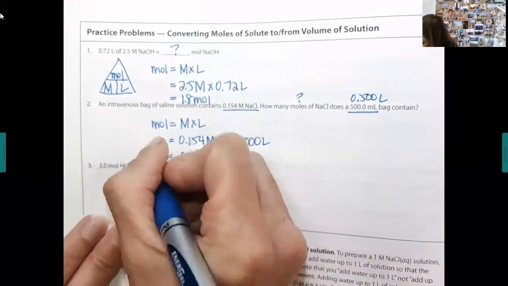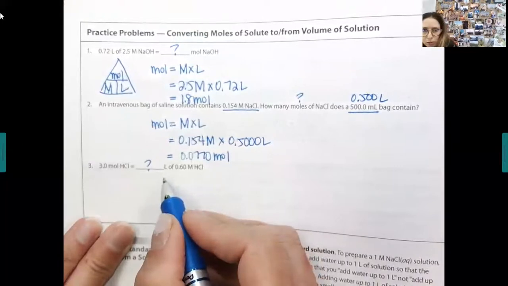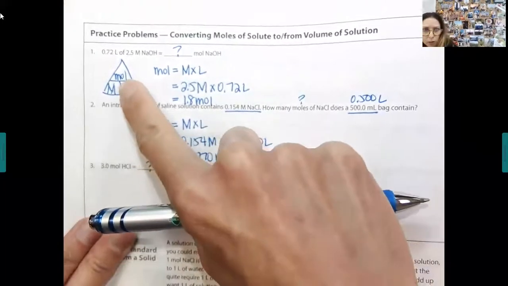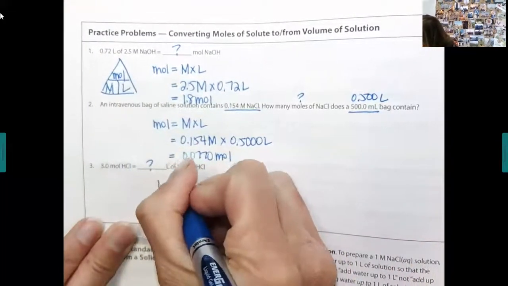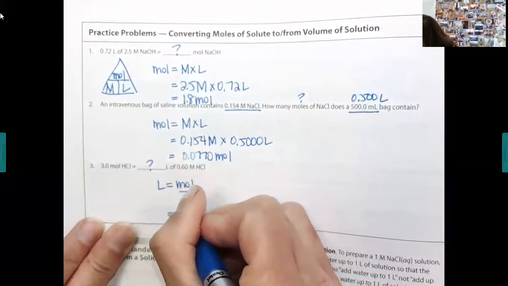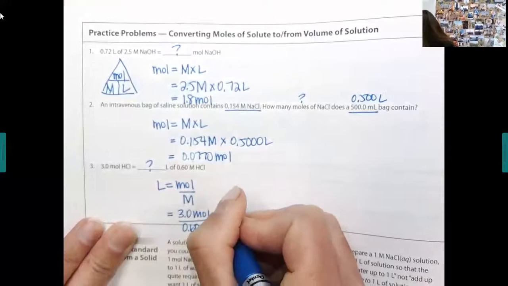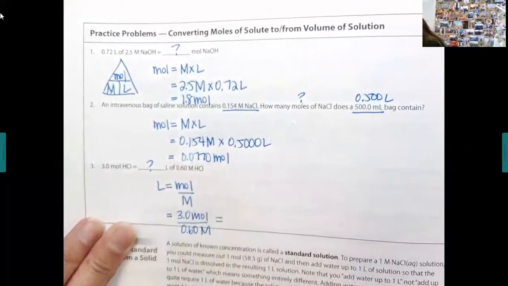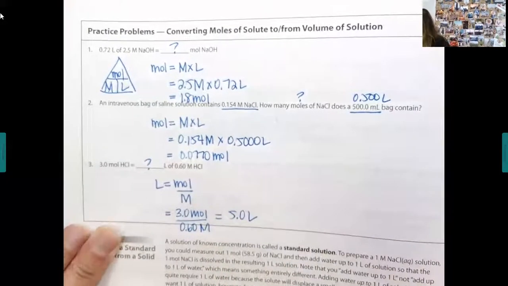For number 3, they gave you moles and molarity and want you to solve for liters. Cover up the liters in the molarity triangle. Take moles divided by molarity. So this is 3 moles divided by 0.60 molarity. And this is going to end up being 5.0 liters. Okay?